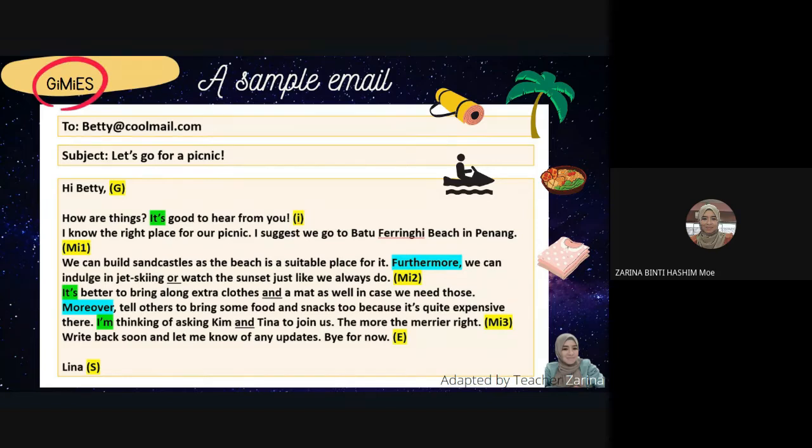After G is I, introduction. This is the introduction, the second line. How are things? It's good to hear from you. When you write that, that is considered as introduction. You can also write other examples of introduction that I showed you just now. You can ask, how are you? I hope you are in the pink. That will be in your introduction.